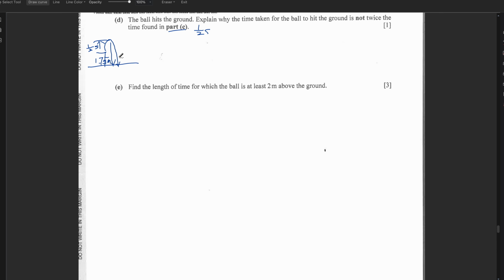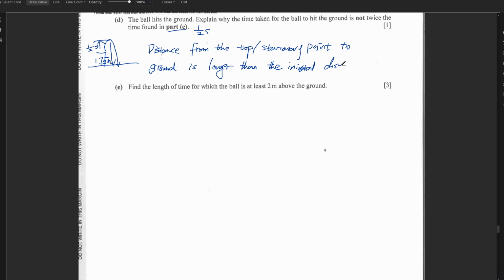And this will take more than half a second, of course, because your distance from the top or stationary point to the ground is longer than the initial distance traveled upwards.